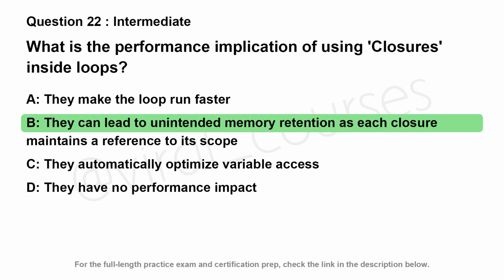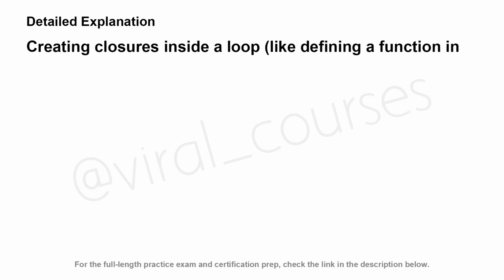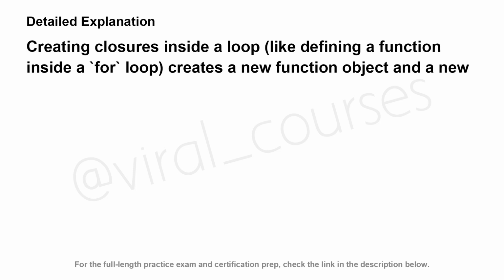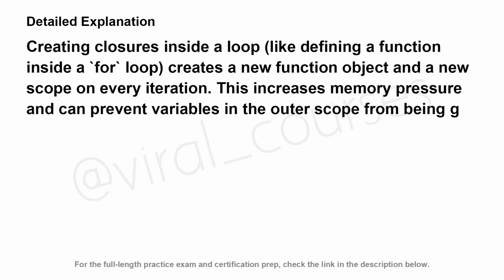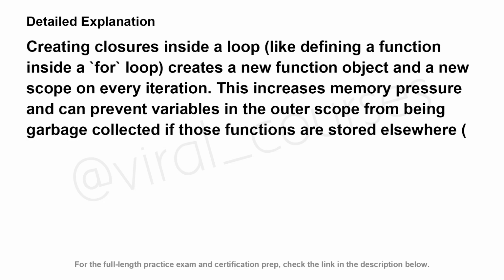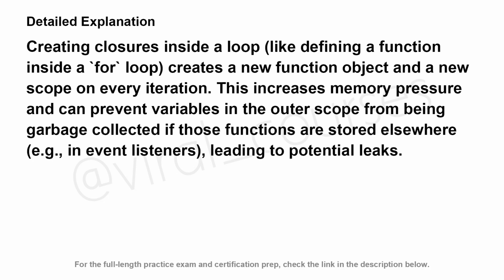The correct answer is B. Creating closures inside a loop, like defining a function inside a loop, creates a new function object and a new scope on every iteration. This increases memory pressure and can prevent variables in the outer scope from being garbage collected if those functions are stored elsewhere, e.g., in event listeners, leading to potential leaks.